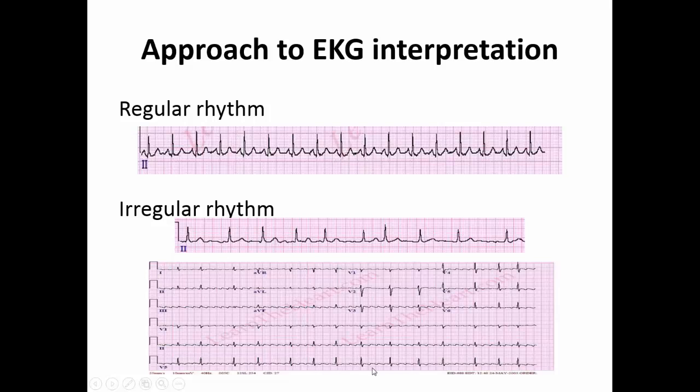Now, if we take a look at this strip here, you'll notice that it is also irregular. The distance between each QRS complex is different from beat to beat. What you'll see here is a very clear sawtooth pattern, which is what you'll typically see in atrial flutter. So this is atrial flutter.